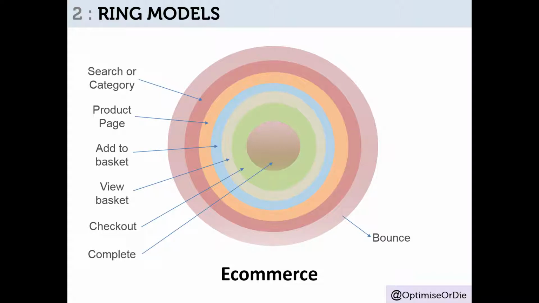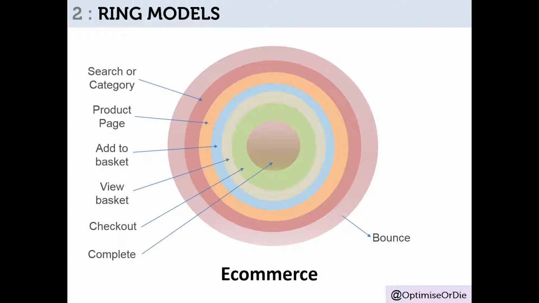And one of the things that you can do in enhanced e-commerce but also build using these manual models is a ring model. So in an e-commerce site, how many actually execute a search or look at a category page? How many can I get to a list page, a product page? How many of those then add to basket?